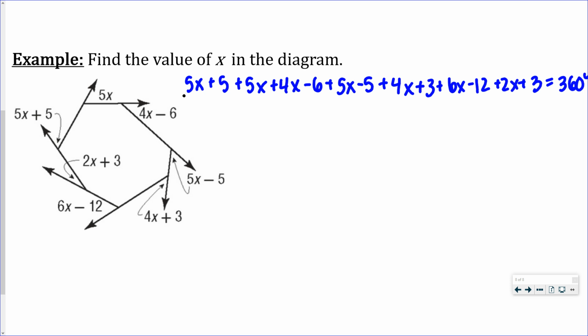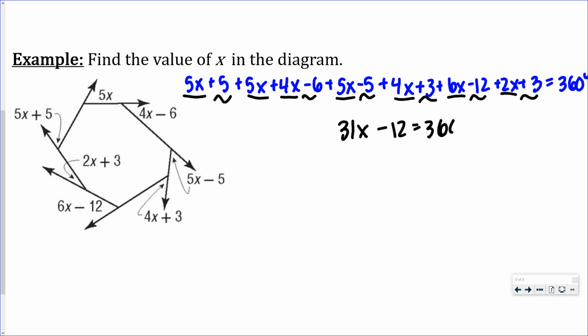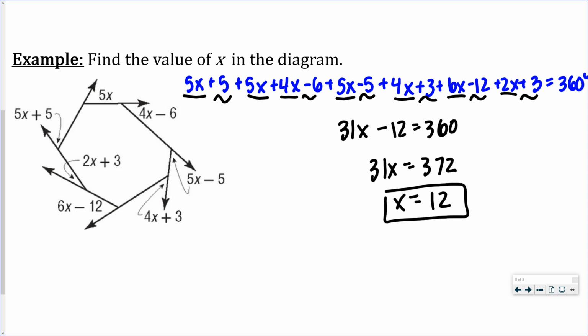Start with totaling all your x's. You've got 31 x's. They're all on the same side, so you're just adding them. All right, constants. Negative 12, is that right? Yep, negative 12. And all we need to do on this one is solve for x. And we're done. 12.